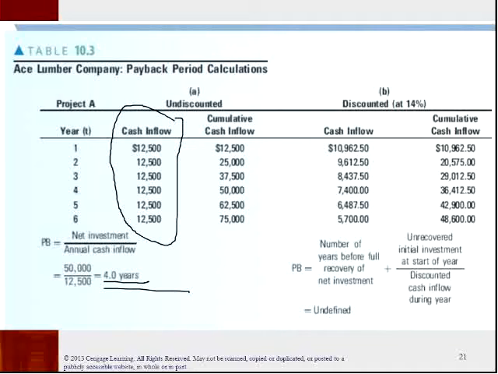At the end of second year, you earn 25,000. At the end of third year, 7,500. At the end of fourth year, 50,000, which means 4 years is what it takes for the money to be paid back.